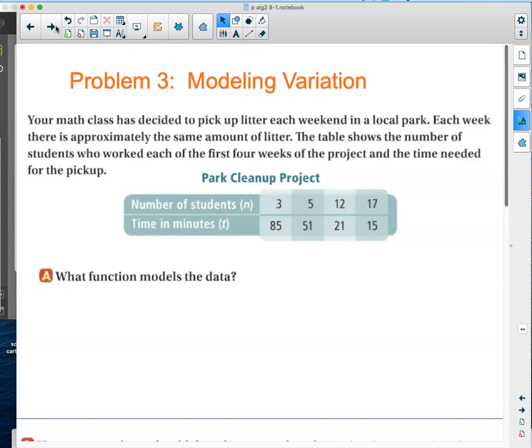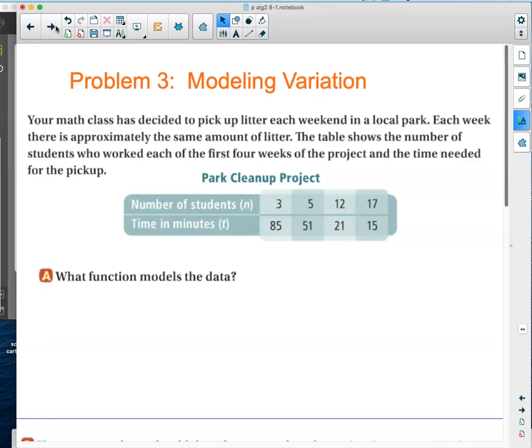All right, look at that label up there, modeling variation. Of course, that's what we've been doing today. Oh, you guys are the best. Your math class has decided to pick up litter each weekend in a local park. Oh, wow. Service-oriented, love it. Each week there's approximately the same amount of litter. That's depressing. People have to see out there. Don't they start picking up after themselves? No. The table shows the number of students who worked each of the first 4 weeks of the project and the time needed for the pickup.